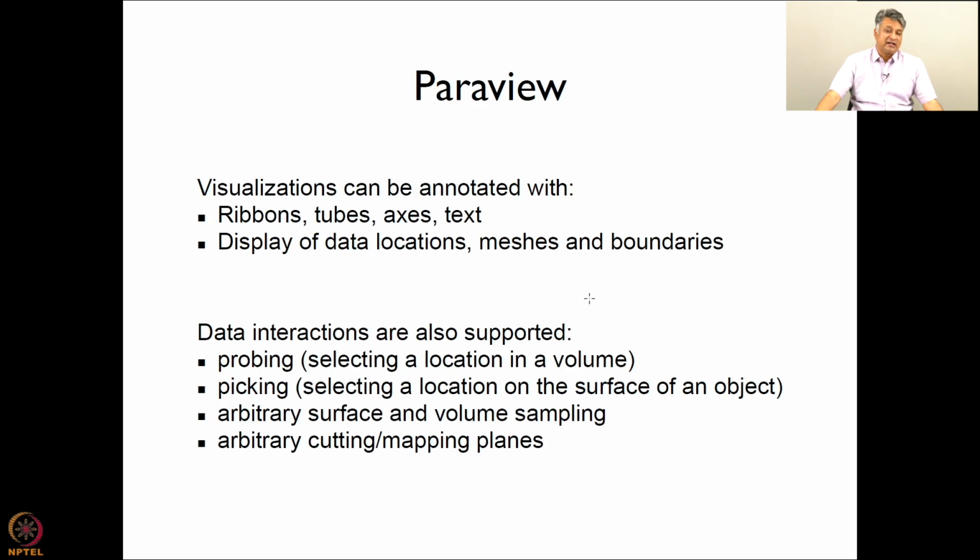We can also interact with the data. For example, if I want to probe a particular point, let's say that I'm looking at fluid flow through a pipe, and I want to look at the velocity at a particular point or at a particular line segment, I can actually probe, and I can select a location in the volume and see what the conservative variables are at that particular point. I can also pick a location on the surface of an object. I can do arbitrary surface and volume sampling, saying that I can pick an arbitrary surface within the pipe or an arbitrary volume within the pipe. I can do cutting, I can map planes, I can look at cut sections, so on and so forth with ParaView very easily.